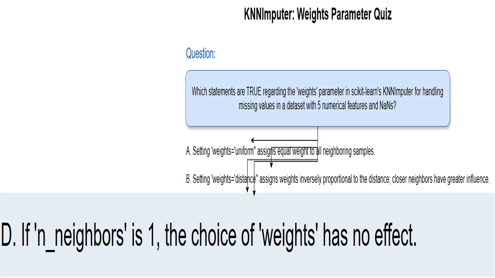This statement explores the special case where I only consider one neighbor, n_neighbors equals 1. In this situation, whether I use uniform or distance weighting makes no difference because there's only one neighbor to consider. It's like having only one vote. It doesn't matter if the vote has a weight.